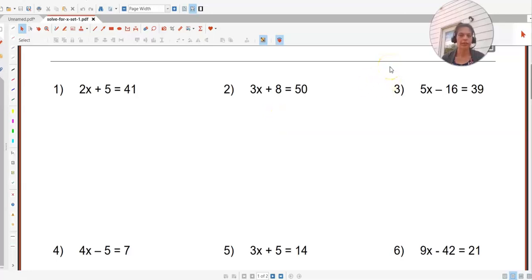Okay, so let's start with number 1. We'll go ahead and start with number 1. On number 1, we have 2x plus 5 equals 41. Now, I know some of you guys are probably still using that bubble diagram, which is fine.